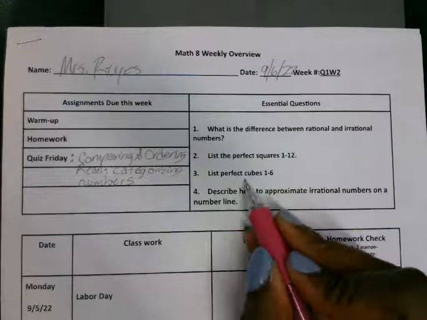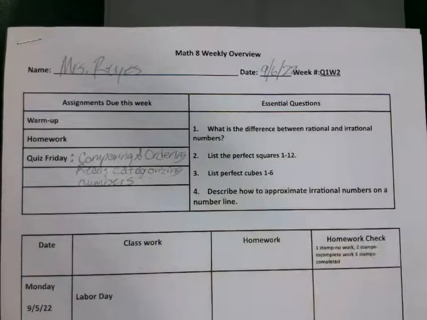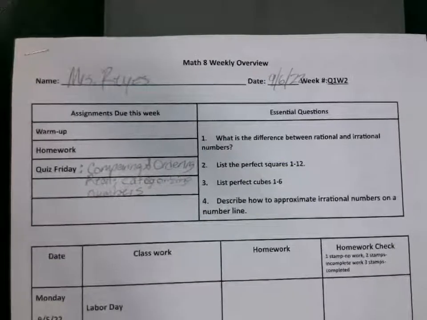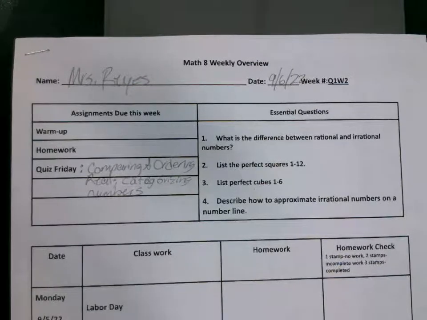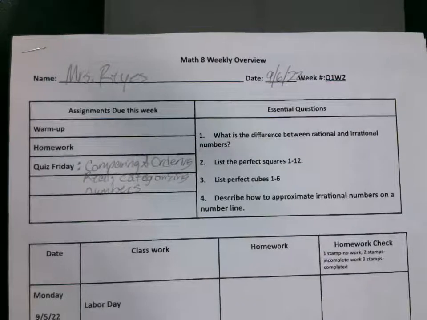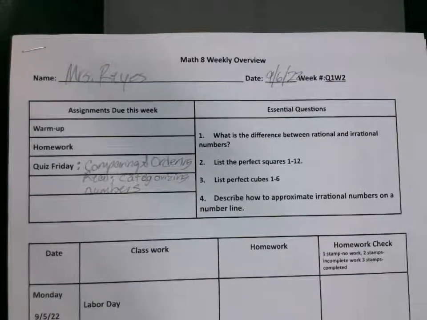You should be able to list your perfect cubes 1 through 6. Okay. So 1 times 1 times 1, 2 times 2 times 2, 3 times 3 times 3, all the way to 6. And then you should be able to estimate irrational numbers or those non-perfect roots. So this is our goal for this week. These are the things that we should be able to do.